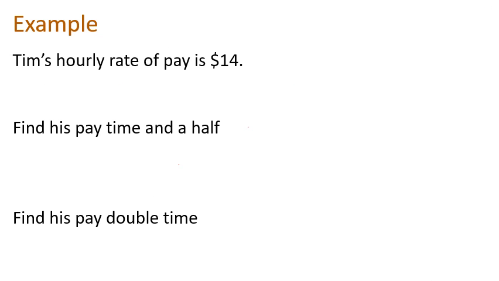I'll show you an example. So Tim's hourly rate of pay is $14. Find his pay at time and a half. So time and a half means 1.5 times his normal rate, which is 14. And put that in the calculator, it equals 21, so he gets $21 an hour. Find his pay at double time. So double time is 2 times his normal rate of pay. 2 times 14, which is 28, so he gets $28 an hour.